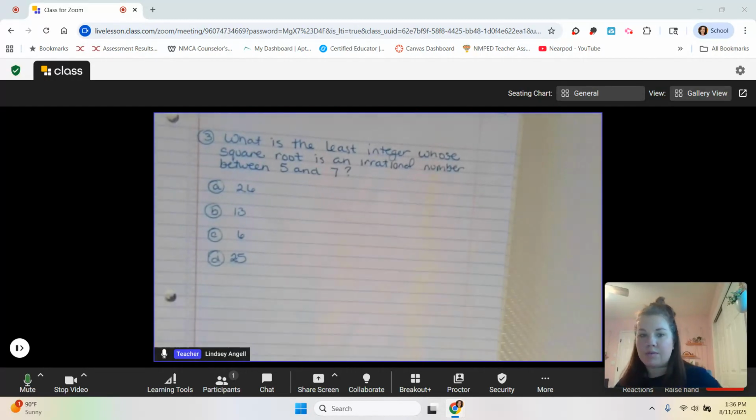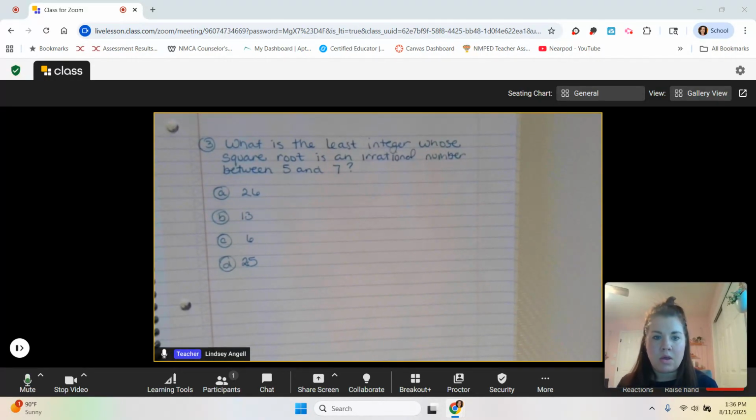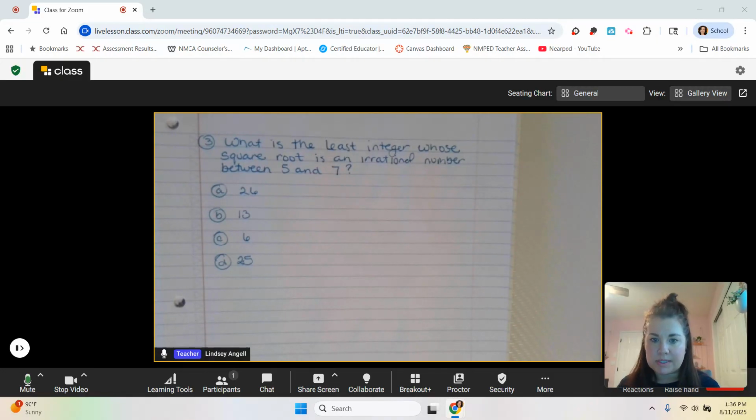And our final one for today, number 3. What is the least integer whose square root is an irrational number between 5 and 7? Oof. So this one is very similar to number 1, but it used different, funky language, which is one reason why I chose it. So let's think again.